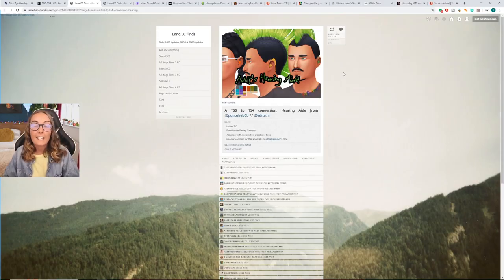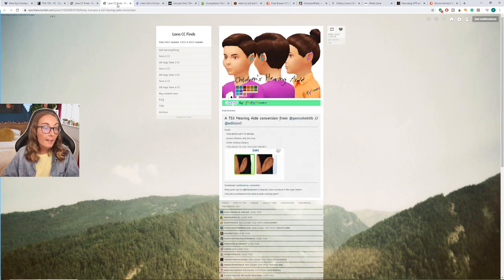Following on from the cochlear implant, we have hearing aids. This is actually my favorite one. There are a fair few hearing aids out there custom content wise, but this one by Pancake Bob and Edit Sim is my favorite that I've tried. Again, I think it fits really nicely around your Sim's ear. And there's not only an adult one, but there is also a children's version as well. And they're also super duper colorful, quite fun for the kids. So I am a fan of these.